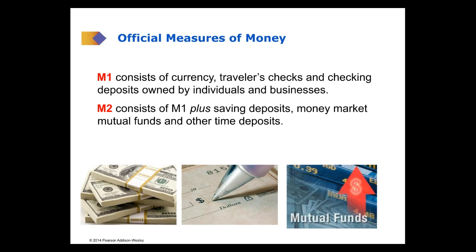It makes okay sense. So M1 is the currency, traveler's checks, and checking deposits, the narrower definition of money. M2 is a broader definition of money. It includes all of the things in M1 plus savings deposits, money market mutual funds, and other time deposits. Time deposits are things like CDs. So the difference between M1 and M2 is liquidity.